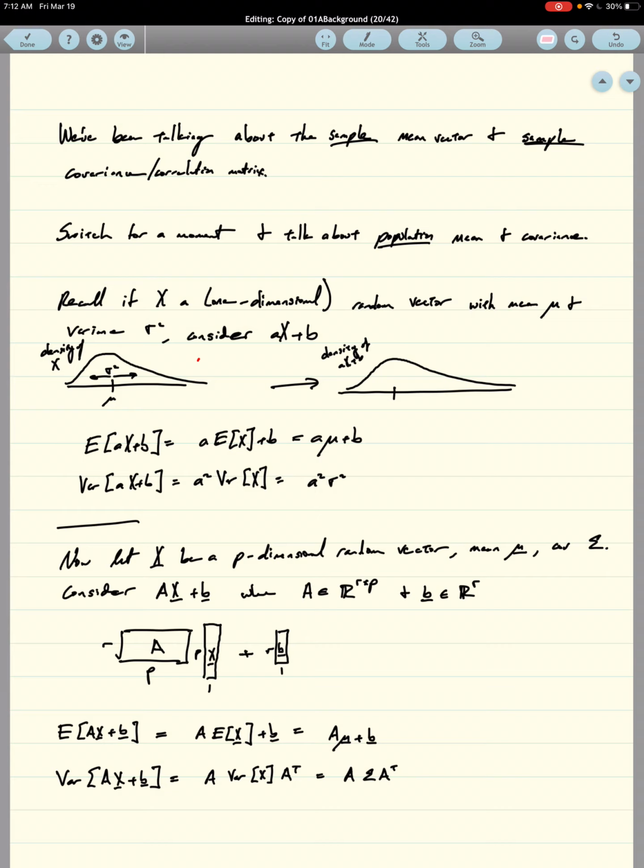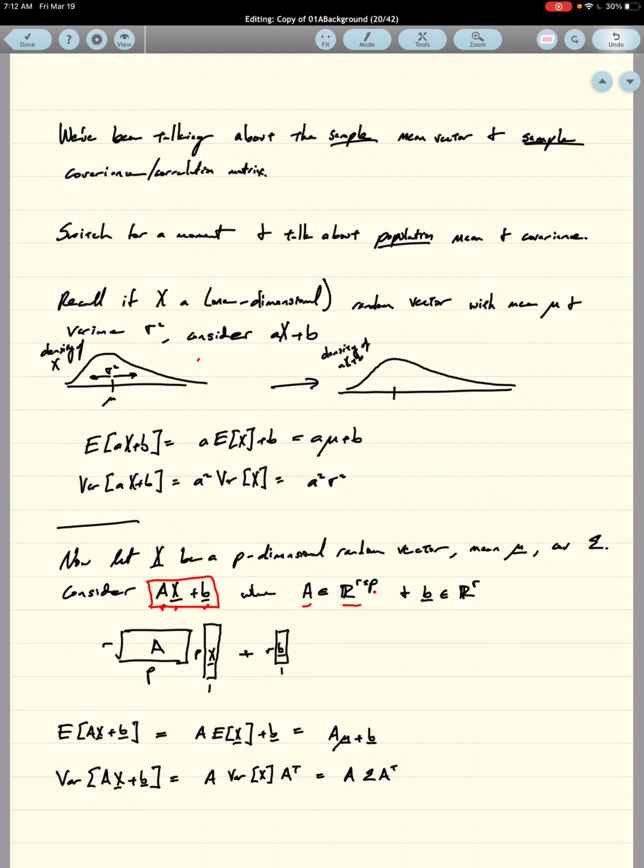Okay, so how does this work? Well, here's kind of just a picture of what's going on here. What we're going to do is consider this new random vector, which is obtained by taking our random vector x, multiplying it by a matrix A, and adding on a vector B. And here I say the matrix A is R by P. And of course this P has to agree with the dimension of X.